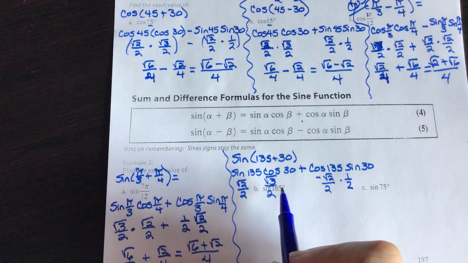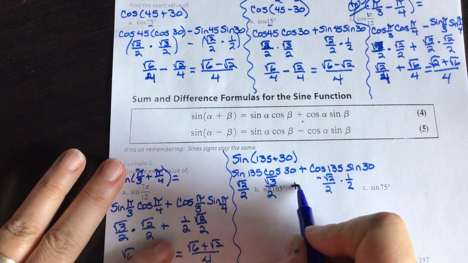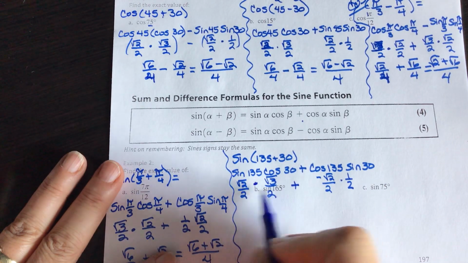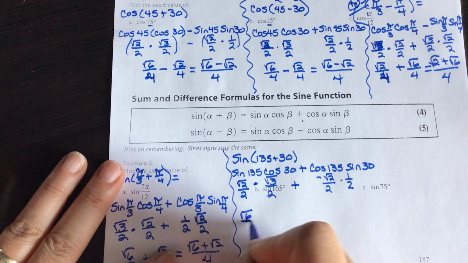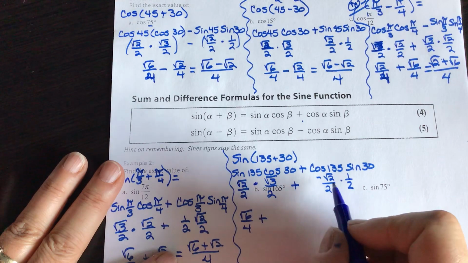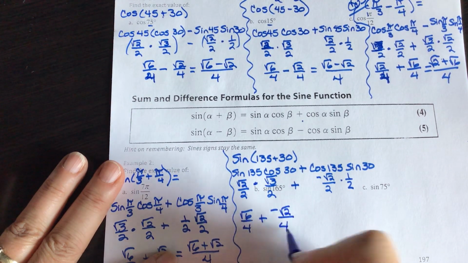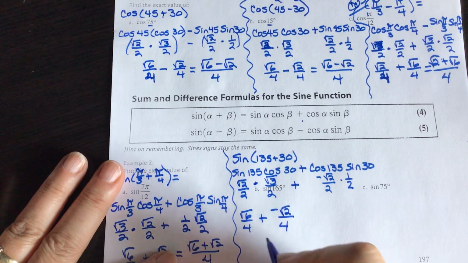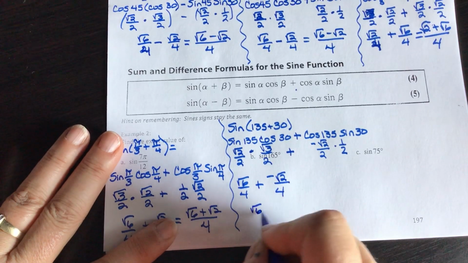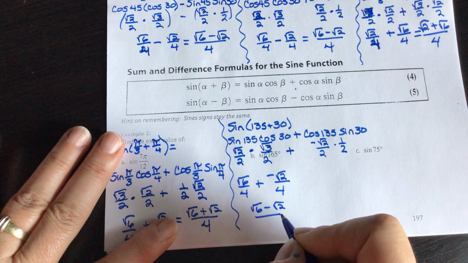All right, so we'll combine these. I'm adding them. Multiply the 2, so I get square root of 6 over 4. Add, and this would be negative square root of 2 over 4. So this is actually a subtraction problem. Square root of 6 minus square root of 2 over 4.